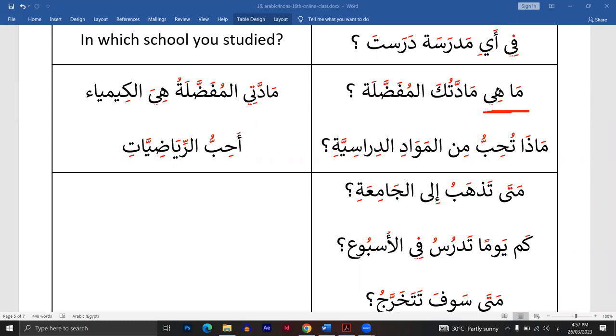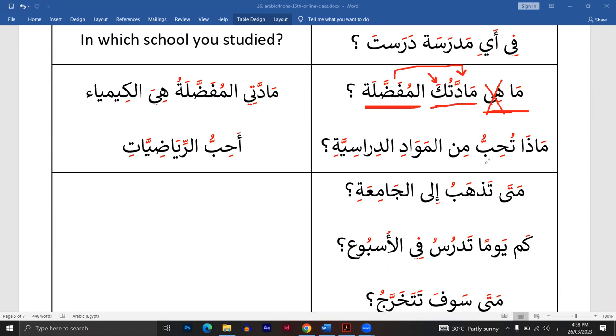I can say ما هي or I can say ما. There is no هي. Both are correct. ما هي مادتك المفضلة? Al-mufaddala means favorite. And also, again, this is an adjective. Adjectives follow nouns. Madda means a subject, as we said. And we added here the possessive pronoun meaning your. Ma hiya maddatuka al-mufaddala? What is your favorite subject?